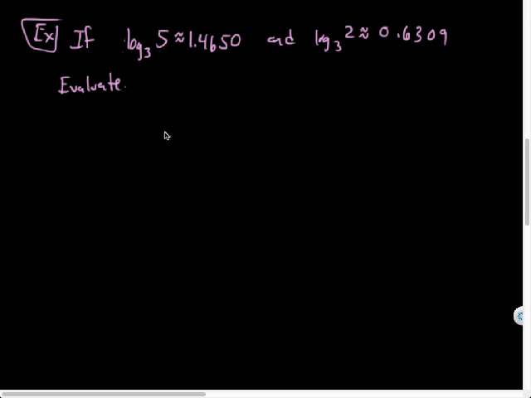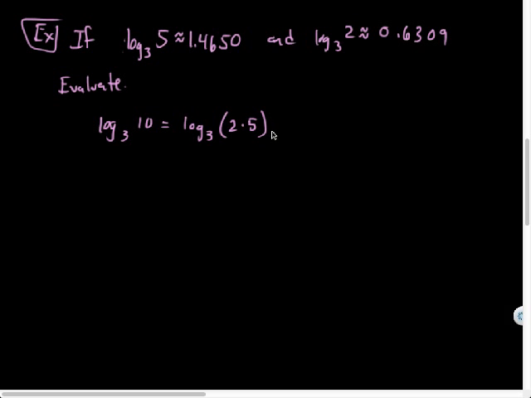So let's evaluate the following. Based on those facts, this is kind of how people were able to do some calculations in the past, and we're going to do them today. So if, for instance, I wanted to figure out what is log base 3 of 10, 3 to what power is 10? I have no idea. But if I knew these two previous facts, I could discover this by rewriting log base 3 of 10 as log base 3 of 2 times 5. 10 is 2 times 5. I think we agree on that.